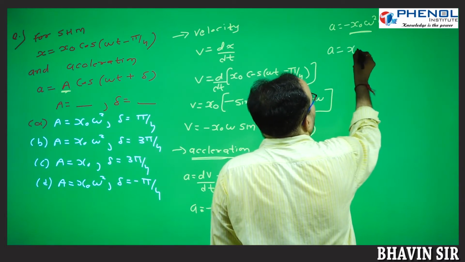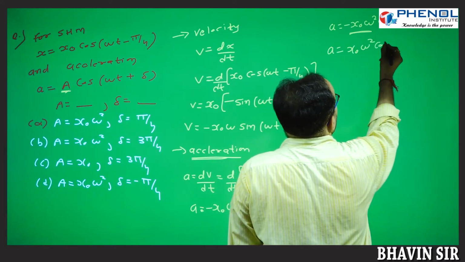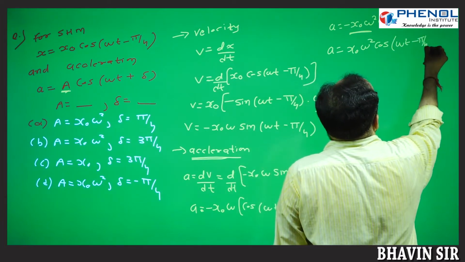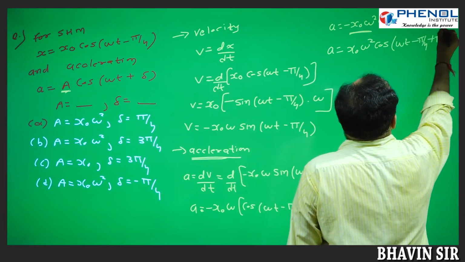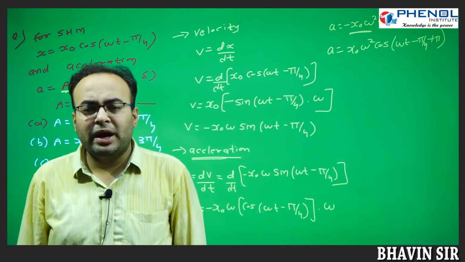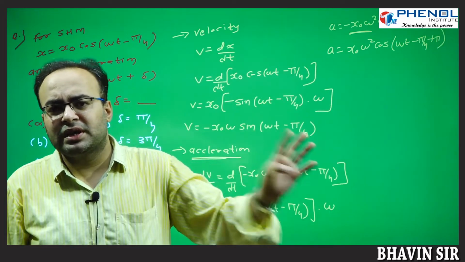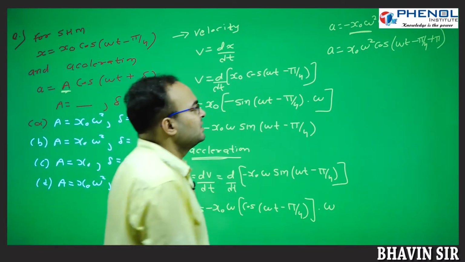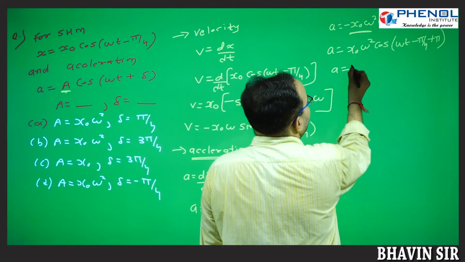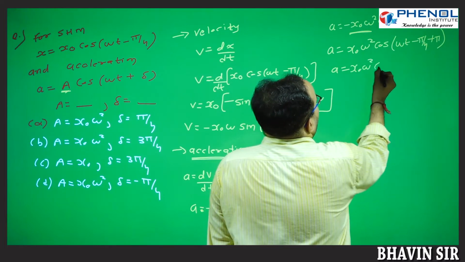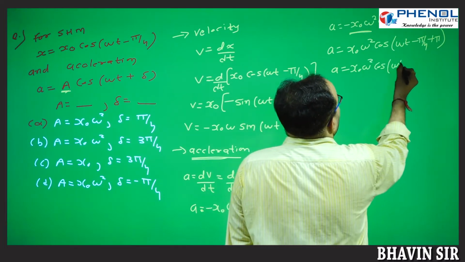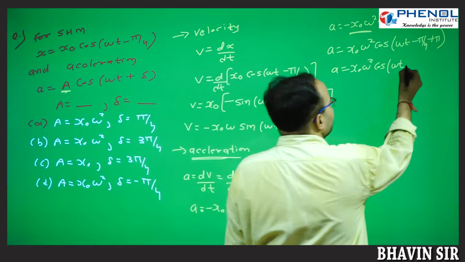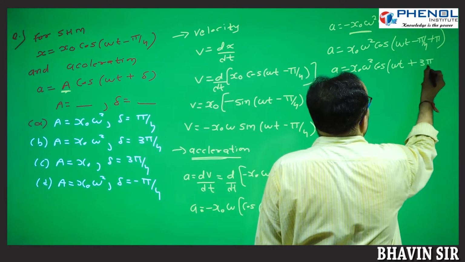We write x naught omega square, omega t minus pi by 4 plus pi. Why plus pi? Because acceleration is in negative sign, so that indicates 180 phase difference. What is our final answer? Take LCM, so 4 pi minus pi is 3 pi, so 3 pi by 4.